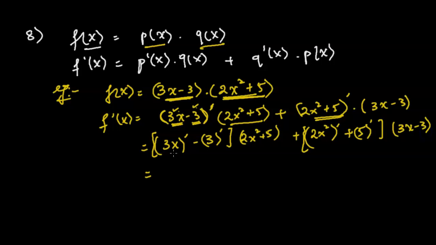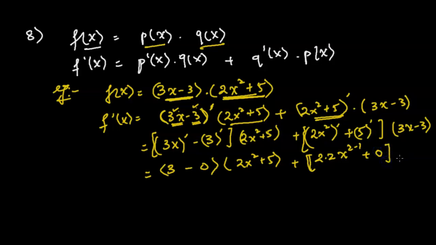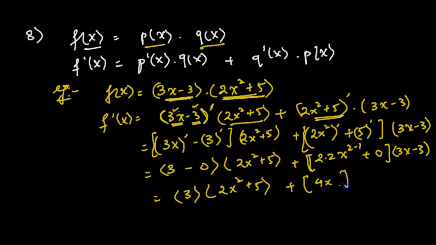So if we need to find the derivative of this, it would be 3 minus, this is a constant, that's a 0. This one would be 2x squared plus 5. This one would be 2 times 2, x to the power 2 minus 1, plus the derivative of a constant is a 0, times 3x minus 3. This would give us 3 times 2x squared plus 5, and this one would give us 4x plus 0, which is 4x itself. In the bracket we have 3x minus 3.